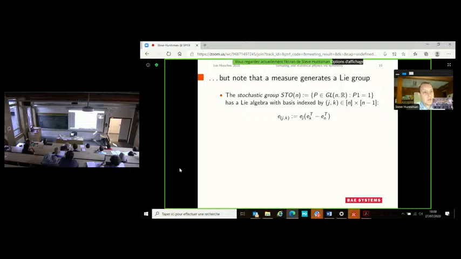Once you have a measure of the sort that you want an MCMC algorithm to get, you get a Lie group. The starting point for that is the stochastic group, which is just all of the matrices whose rows sum to 1. And here's a basis for it. When I use these brackets, I just mean the set from 1 to n.